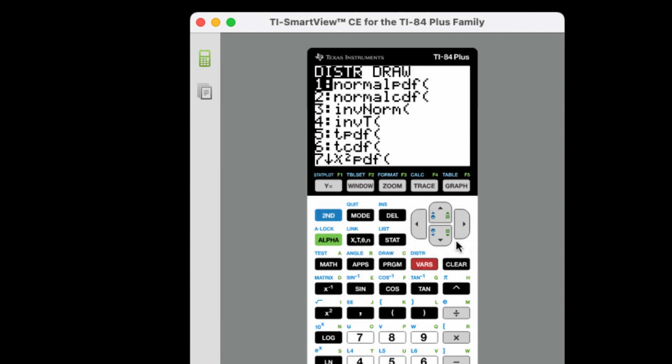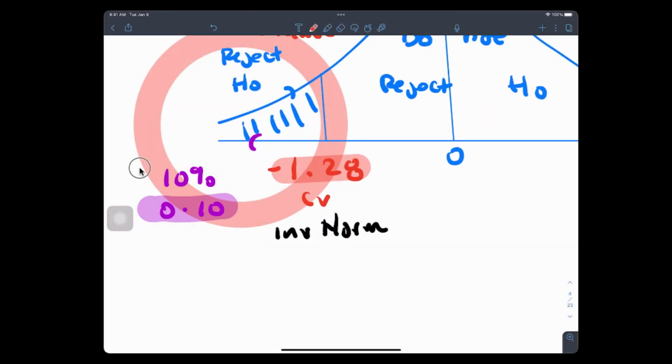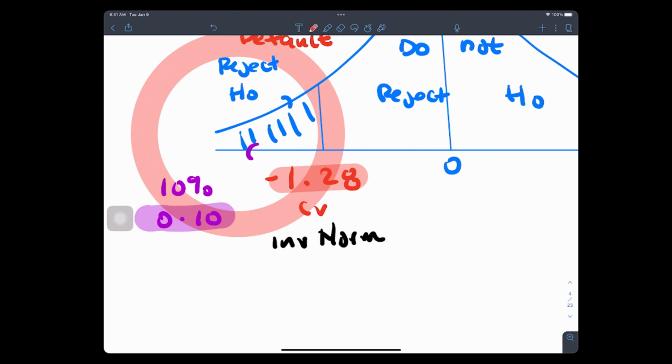Second distribution, inverse norm. 0.10, that's the 10%. It doesn't give you the option of saying area to the left, so what is this? And that, ladies and gentlemen, is your critical value. Told you guys this was easy. Is that okay? Not too bad. You guys could do this.